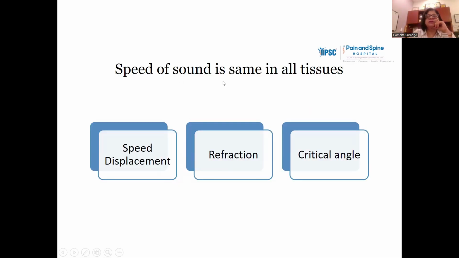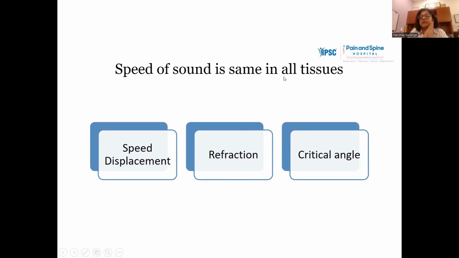The speed of sound is the same in all tissue. This is a misnomer. We keep saying this all the time, but this is not right. Because speed of sound is different in bones, it is different in metals, it is different in glass, it is different in wood, it is different in soft tissues. So because speed of sound varies from structure to structure, there occurs some speed displacement. And this is again a very important artifact which you should understand.